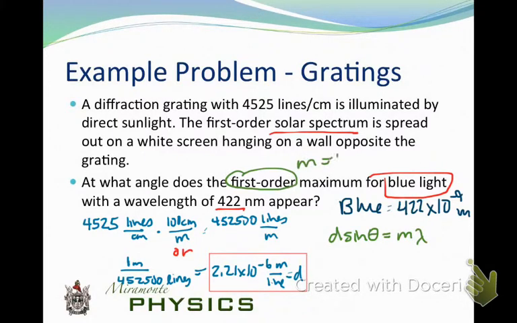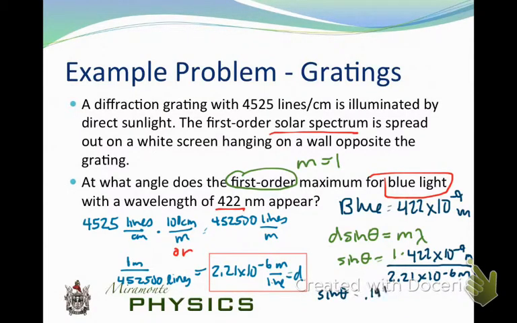So we want the first order. In that case, m equals 1, because that's going to be out of the center. You don't want the bright spot in the center. You want the first one off to the right or above or wherever. So d is going to be 2.21 times 10 to the minus 6, m is 1, lambda is 422 times 10 to the minus 9, and you can solve for sine theta. Sine theta is 0.191, therefore theta is 11 degrees. So you can measure 11 degrees away, and that's going to be your first blue line.